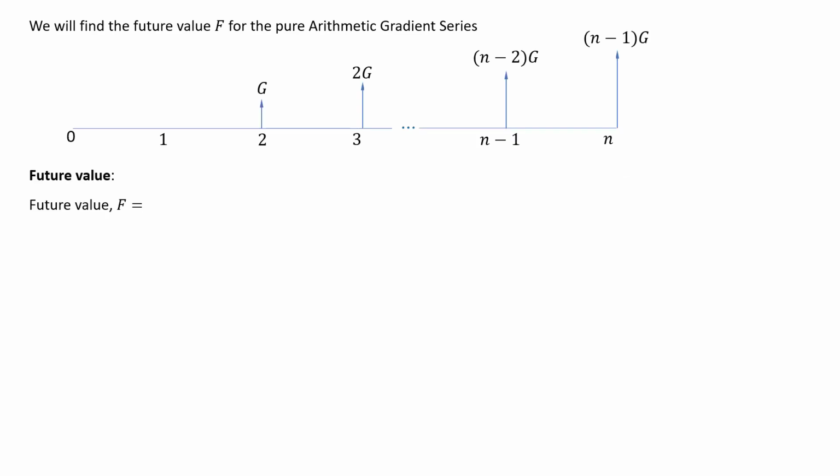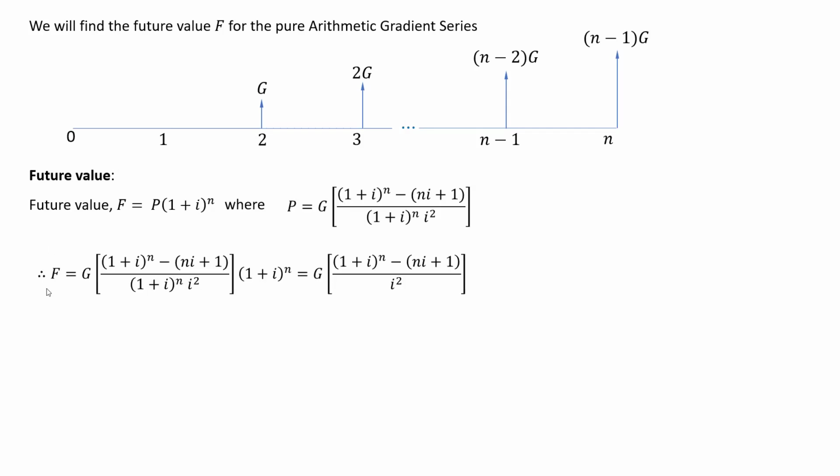We take this guy and the future value is nothing but the present value times 1 plus I to the n, where P is this guy. And so future value is this times 1 plus I to the n. It just simply becomes this. The future value for the uniform series was A times 1 plus I to the n minus 1. There was no minus ni. And in the bottom we had an I. And here we have an I square and a minus ni on the top. That's the difference. Cool. With that, let's move on to some problems.